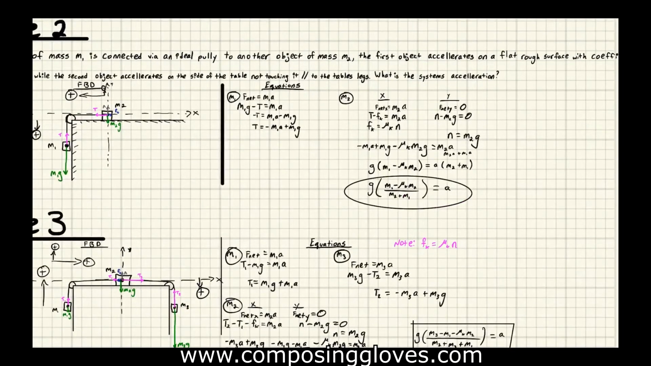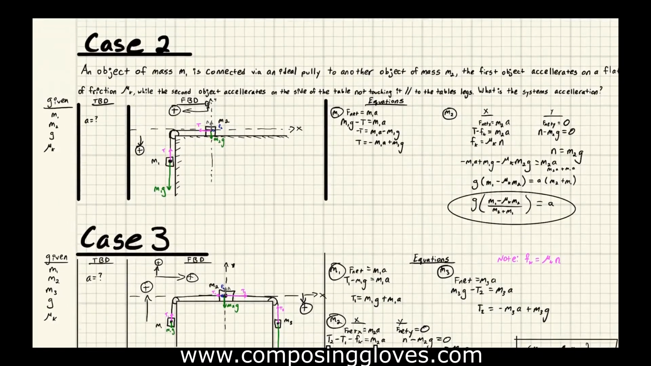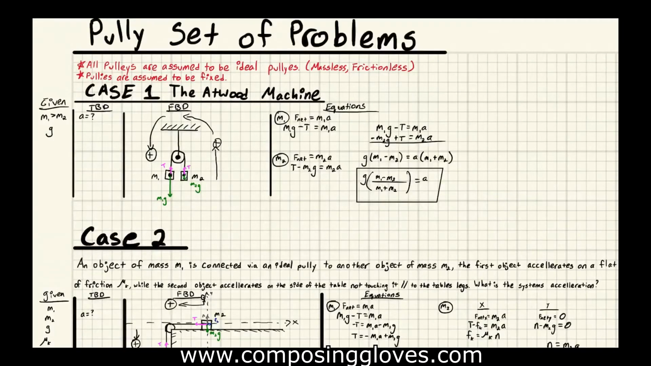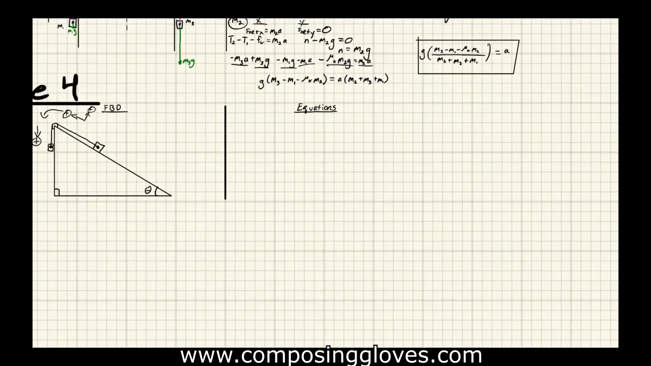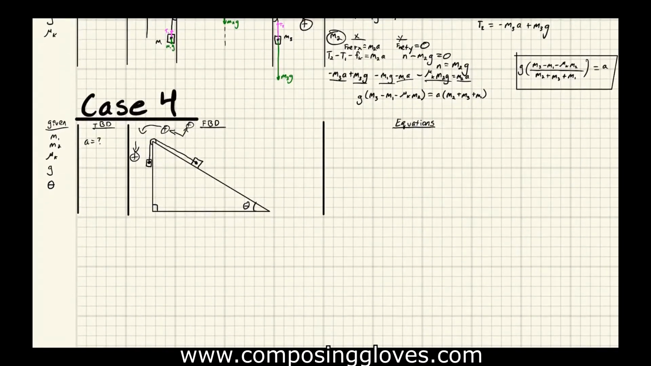Over here, M1 is positive, and that's the one pulling our system. And then up here, M1 is positive, again, the one pulling our system. So we notice just a little takeaway there, something I noticed as I was solving these for my first time.